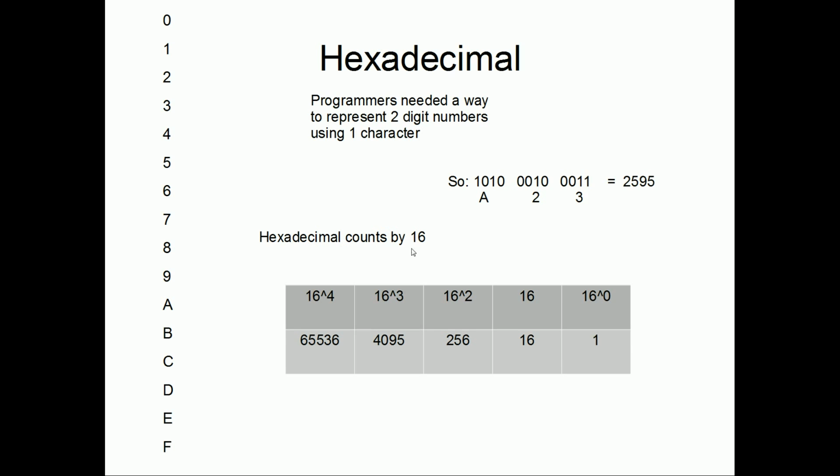So hex counts by 16s. So let's see, 16 to the 0 power is 1, since anything to the 0 power is 1. 16 to the first power is 16, 16 squared is 256, 16 cubed is 4096, and then we get 16 to the fourth power, which is starting to get ridiculously big, 65,536.